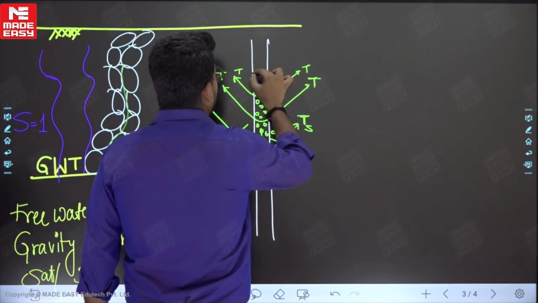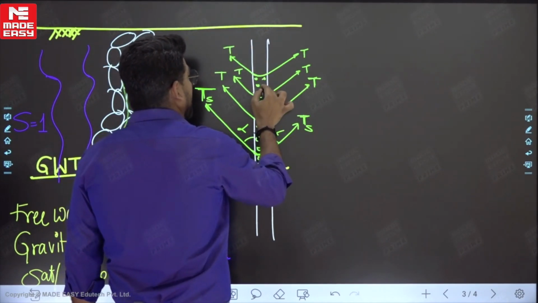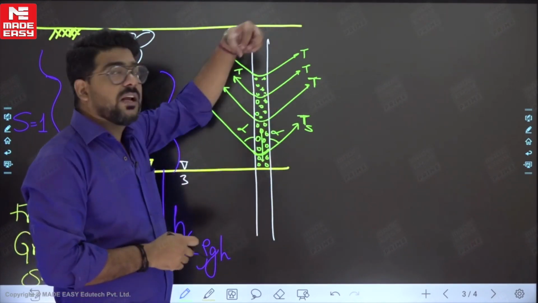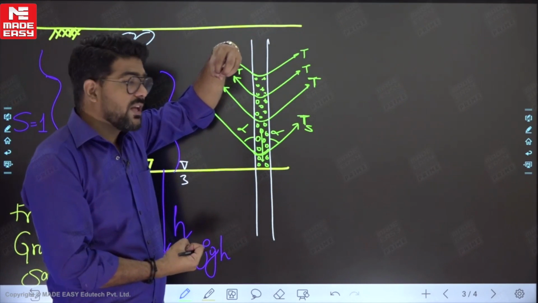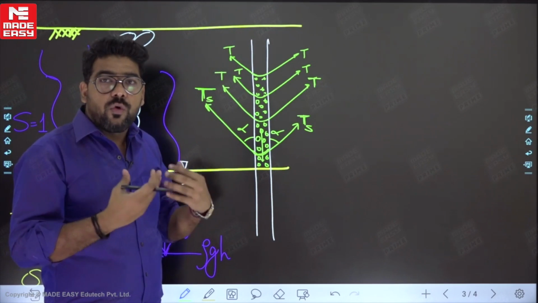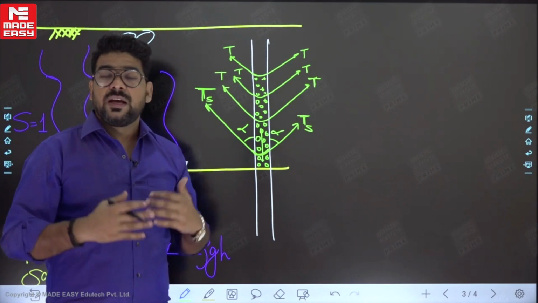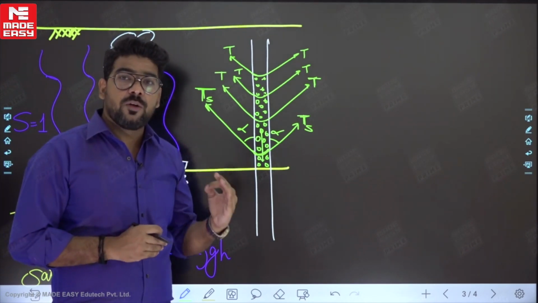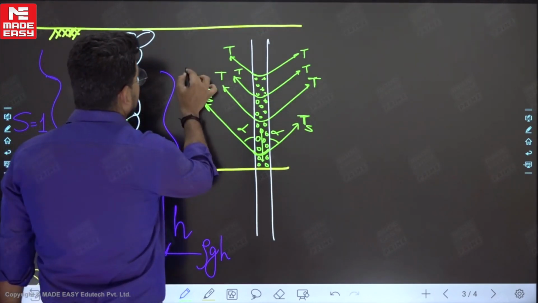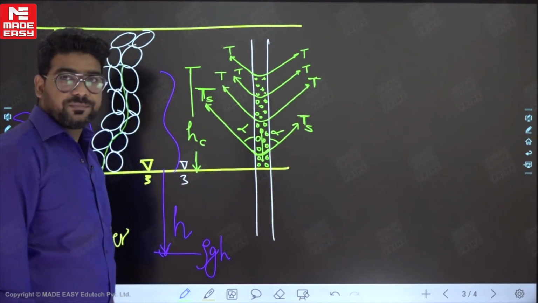And now there will be one particular moment when this upward tensile force will be equivalent to the weight of water. So now we can say that equilibrium has been reached. Forces are in equilibrium condition. Forces are balanced, and if forces are balanced, there will be no further rise in this capillary tube. So hence we can say that this height of capillary rise is HC. This is the height of capillary rise HC. Clear?